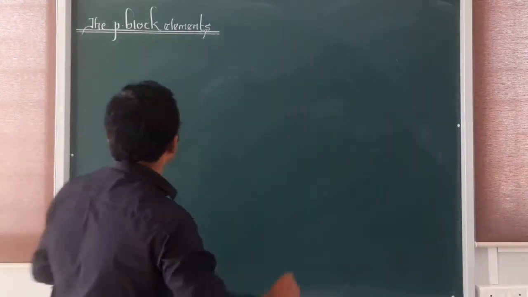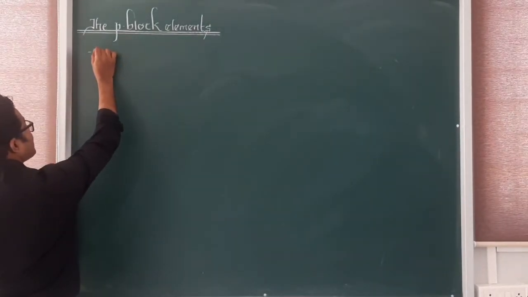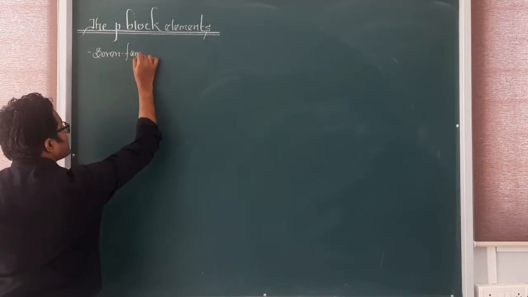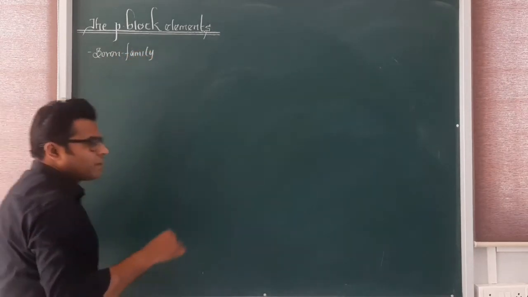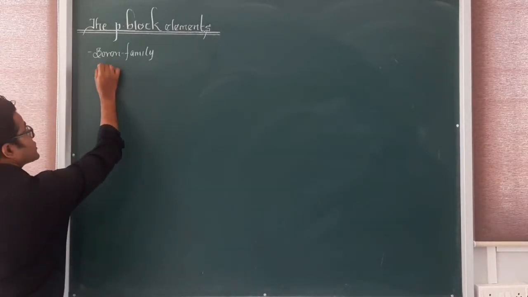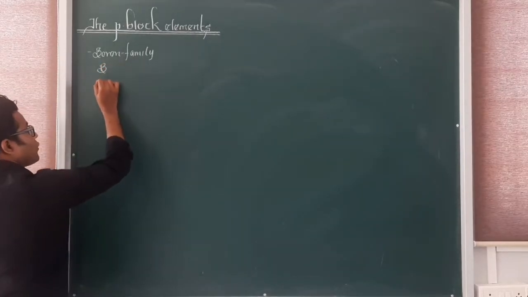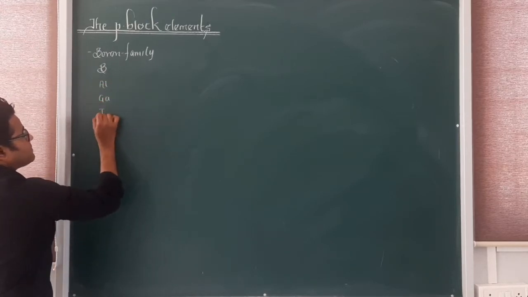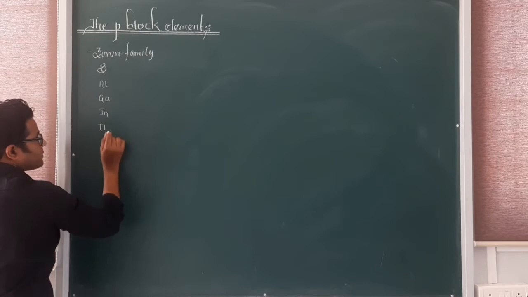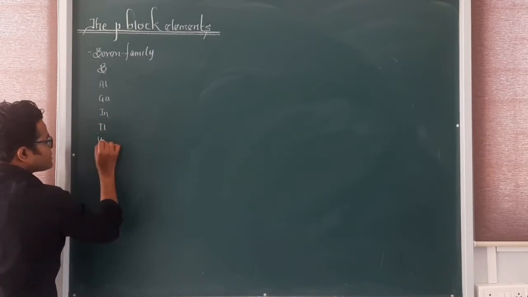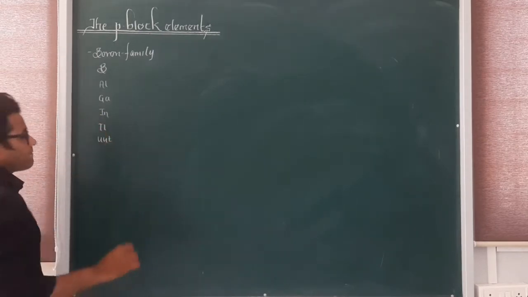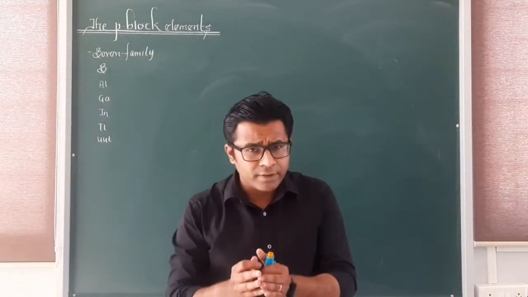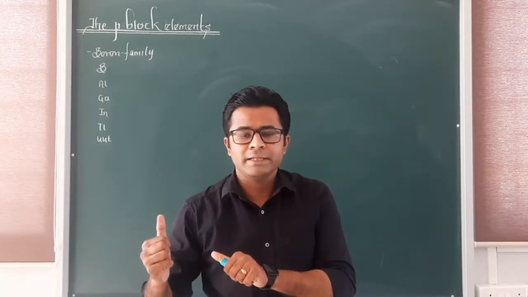So in the p block elements we were dealing with the boron family, right? In the boron family we have the following elements, such as boron, followed by aluminium, gallium, indium, thallium, right? And the last one was ununtrium, Uut. So for today, we are going to take a look into the different properties associated with these particular elements.